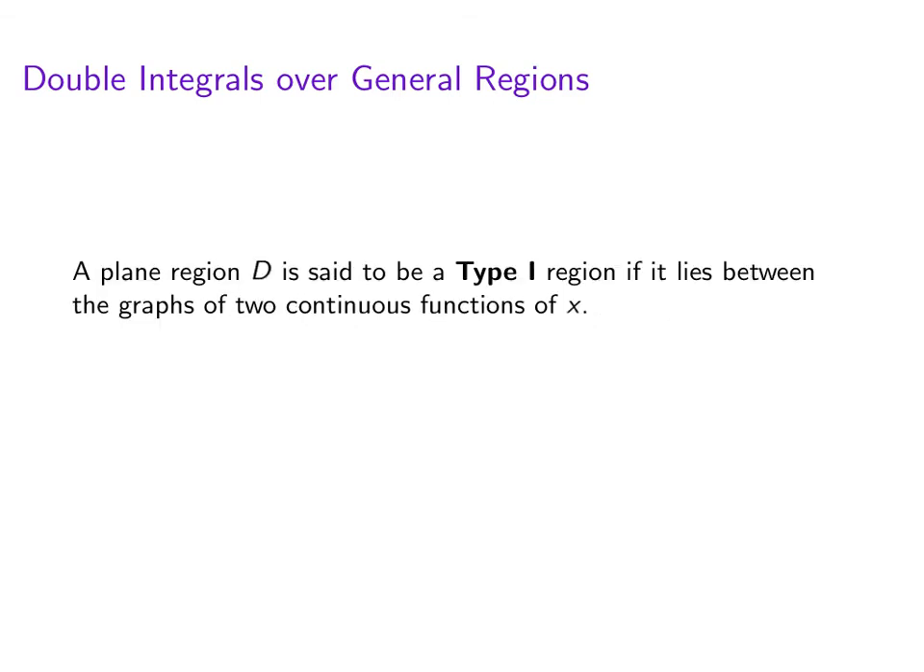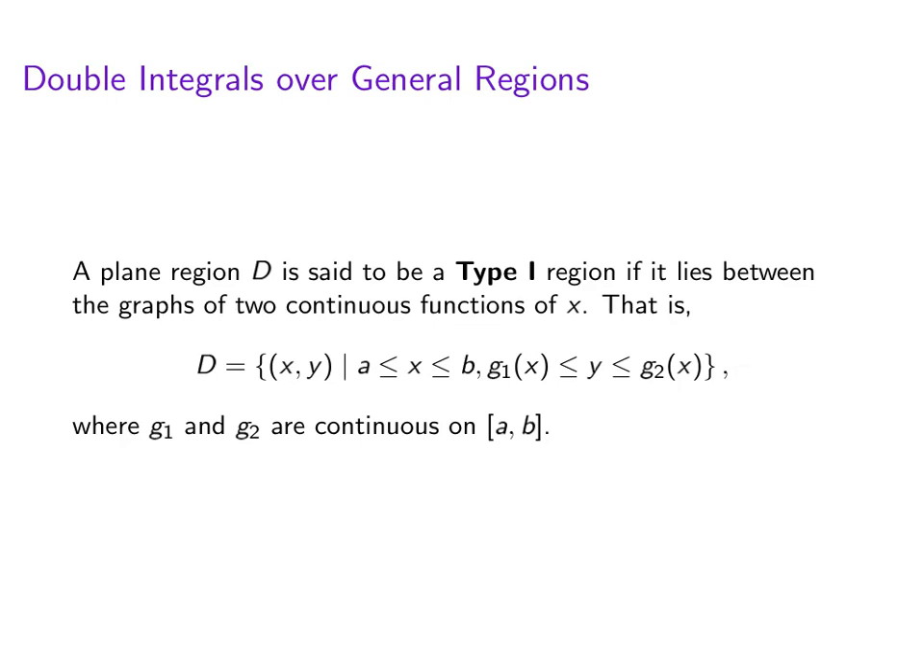So a region is said to be a type 1 region if it lies between the graphs of two continuous functions of x. That is, we can say that D is the set of all points (x,y) where the values of x are between a and b, and the values of y lie between the two functions g1 of x and g2 of x. And we'll assume that g1 and g2 are continuous functions on the interval from a to b.